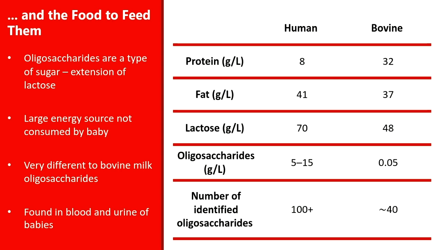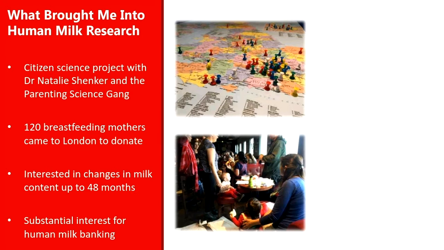And they're very different to bovine milk oligosaccharides that you would find in cow's milk. So because of their size, their concentration and diversity, it seems that evolution has evolved to have these human milk oligosaccharides in human milk to really drive and shape the human gut microbiome in early life.